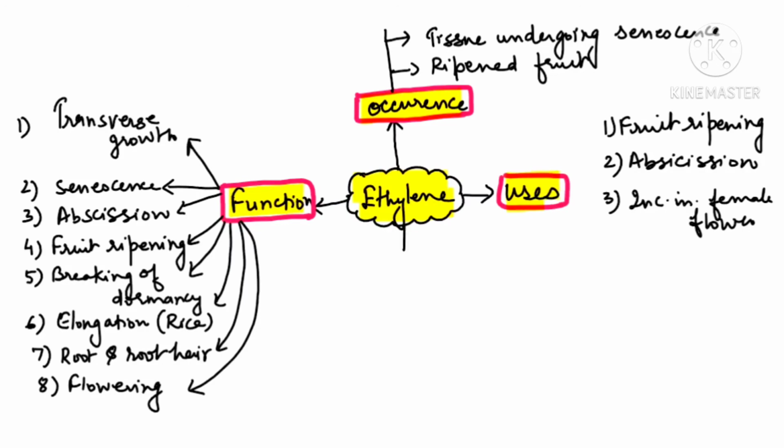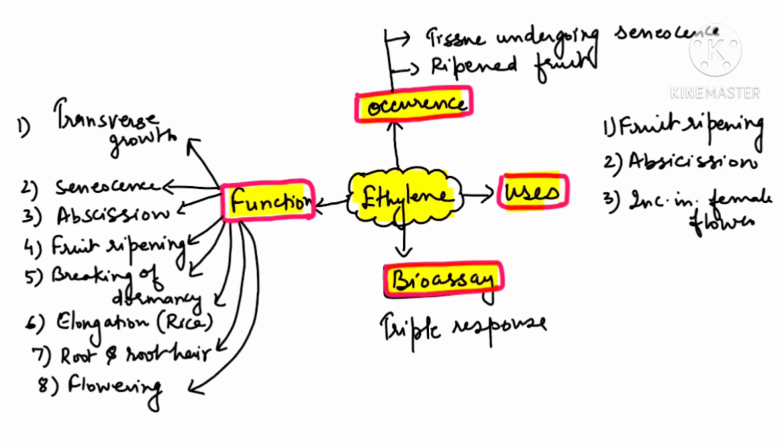And let me just add one more here. If they ask you what is the bioassay for ethylene, then your answer will be triple response. Is it clear? The bioassay for ethylene will be triple response, what we have studied as the first function of ethylene. So triple response, this is the only answer you have to select.